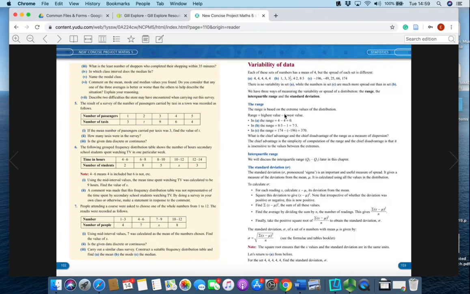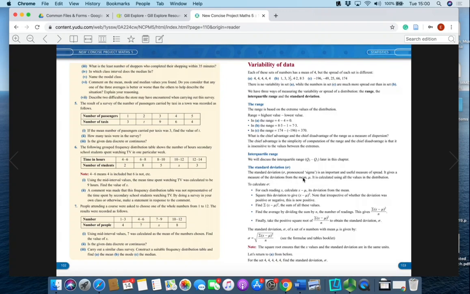So the range is based on the extreme values of the distribution. It's the highest value minus the lowest value. Interquartile range is where you break your data into quarters, and it's the third quarter minus the first quarter. You've already broken the data into half to find Q2, where Q2 is actually your median. So instead of just breaking it into half, you break it into quarters. You still have to arrange your data in ascending order, and then we just quarter it. We'll come back to that one, but for now, let's look at standard deviation.